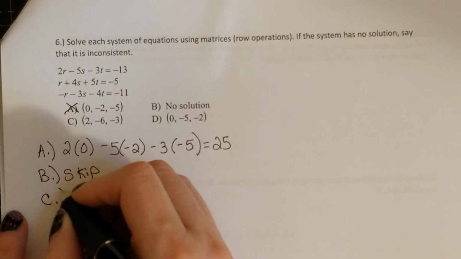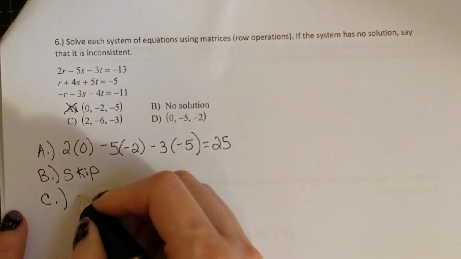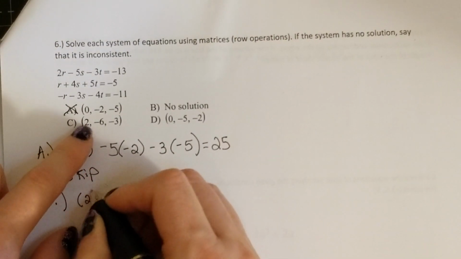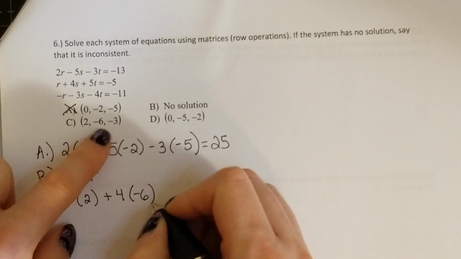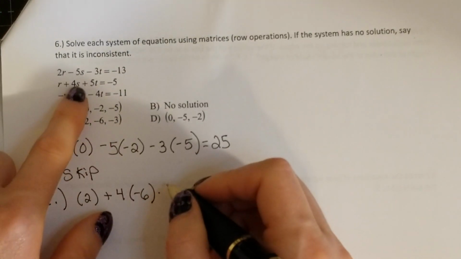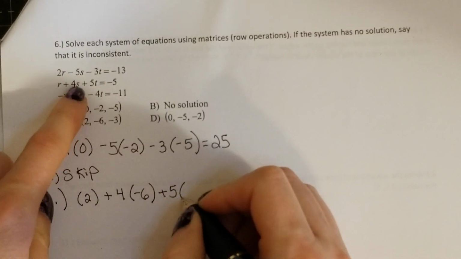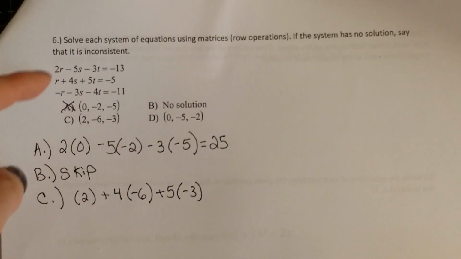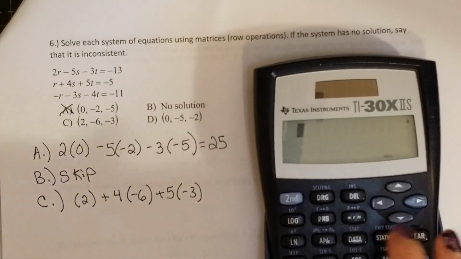Okay, question C. Okay, so we'll plug this stuff in. Question C says R is 2, so this would be 2 plus 4 times -6. Wait a minute. I don't know why I'm plugging it into the middle equation. I guess it doesn't matter. Plus 5 times -3. Okay. You should technically do this in order and start with the first one. I don't know why, I just saw the middle one first. So we'll check the middle one first.